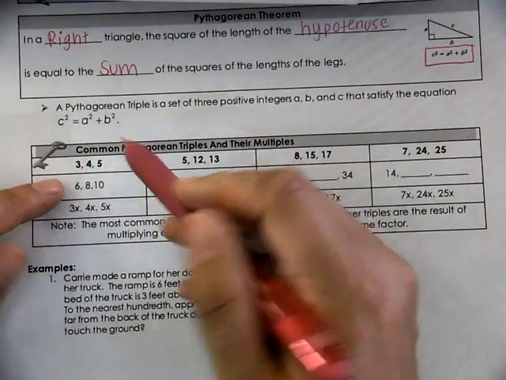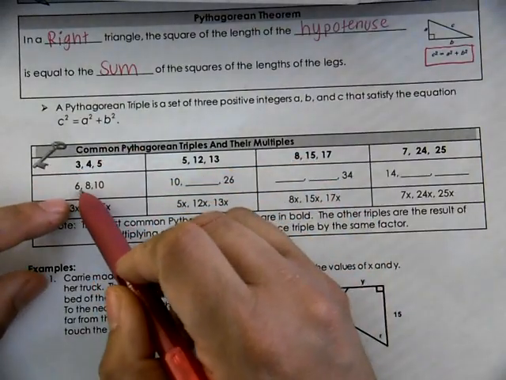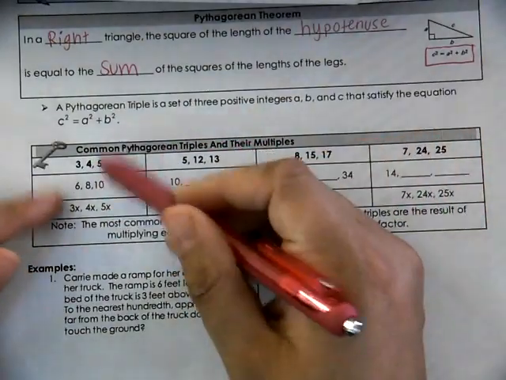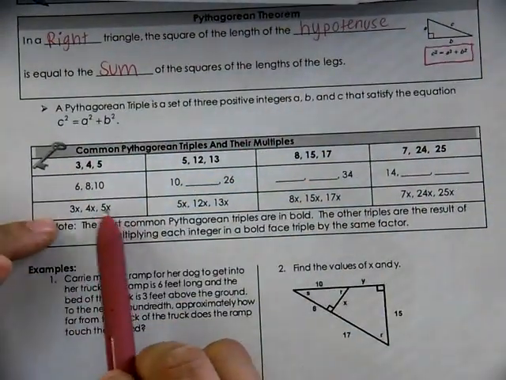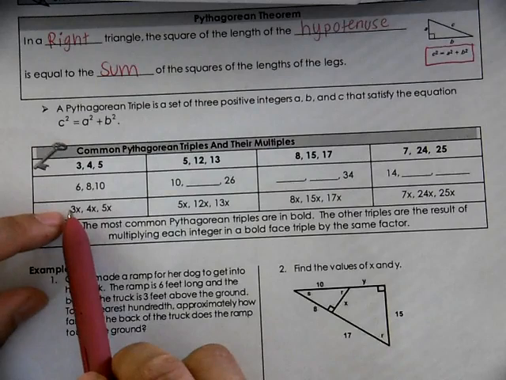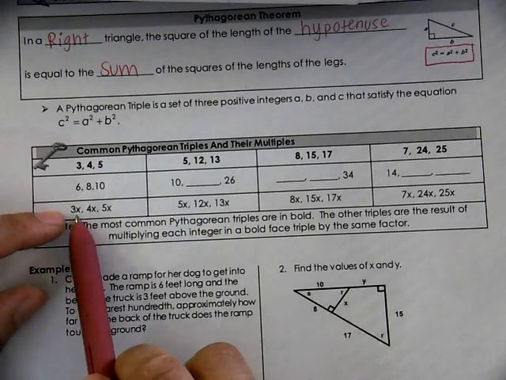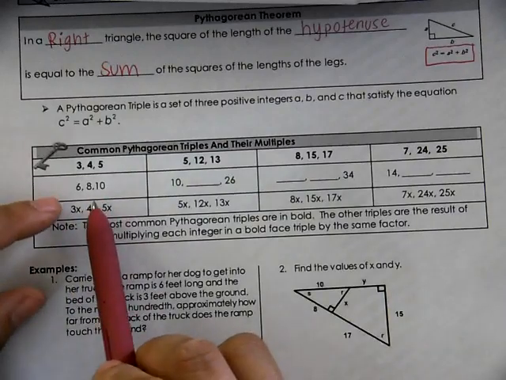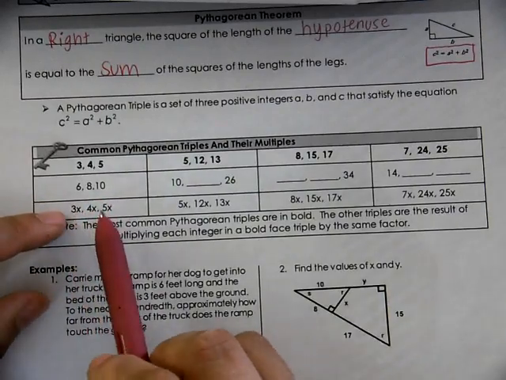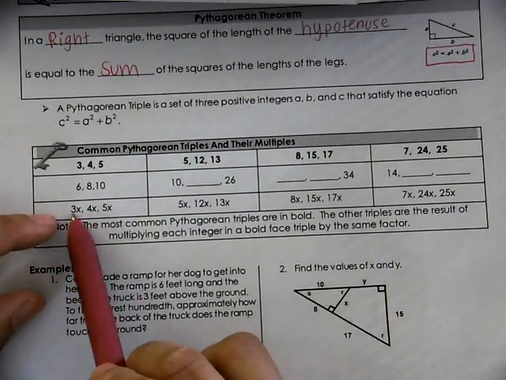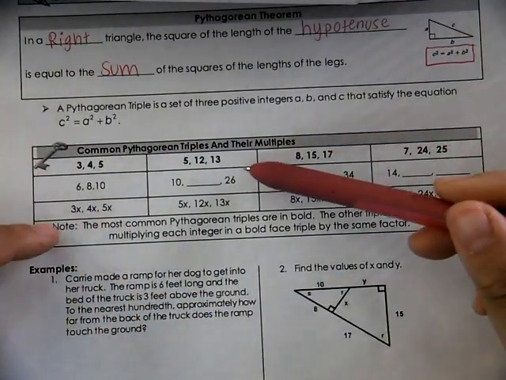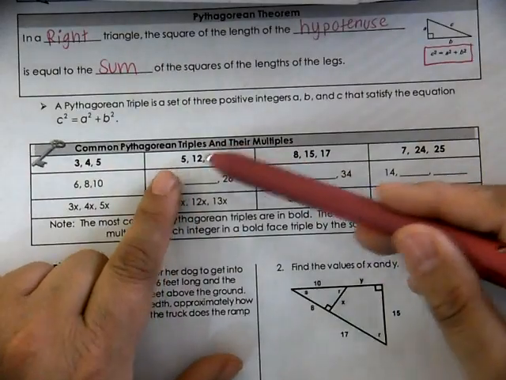So on this one here, it multiplied 3 times 2 and got 6, 4 times 2 and got 8, 5 times 2 and got 10. And you can multiply it by anything. That's what this is showing us here in the third row, that you can do 3 times any number. As long as it's the same number that you multiply for all 3 terms, that would be another example of a Pythagorean triple. And so triple just means there are 3 numbers that we're working with, and they always will hold true with the Pythagorean theorem. Same thing here for 5, 12, and 13.